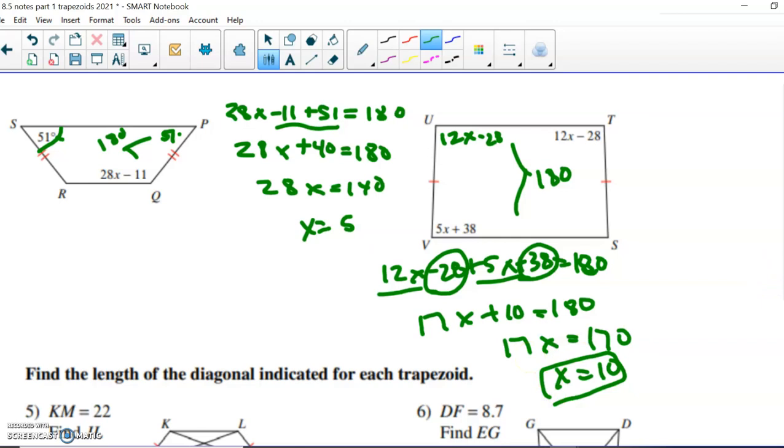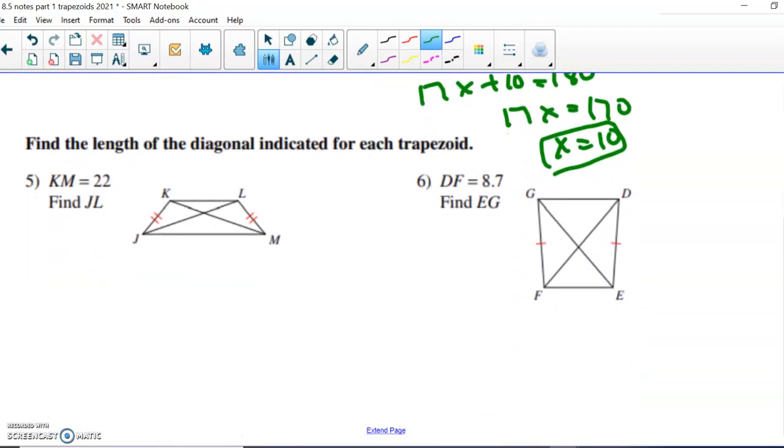All right, let's talk about the diagonals. We know that if the trapezoid is isosceles, the diagonals are congruent. If the trapezoid is not isosceles, then we can't assume that. Okay, so we're given KM. This whole thing is 22. So the question is, how big is JL? So JL also has to be 22.